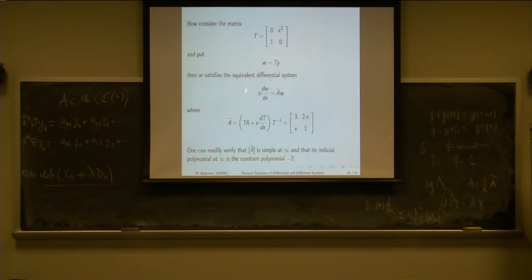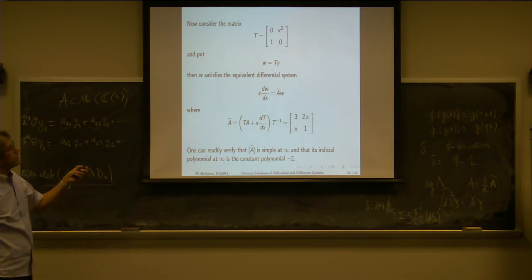Now, if I consider this change of basis, this gauge transformation with this matrix T, for example, and I compute the new equivalent system, now I compute the D0 and C0 corresponding to this immediately. I get that this new system is simple, and the determinant here is non-zero and is equal to the constant minus 2.